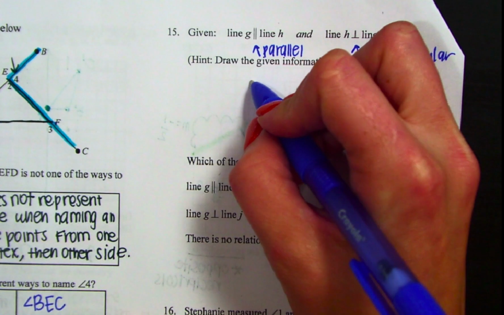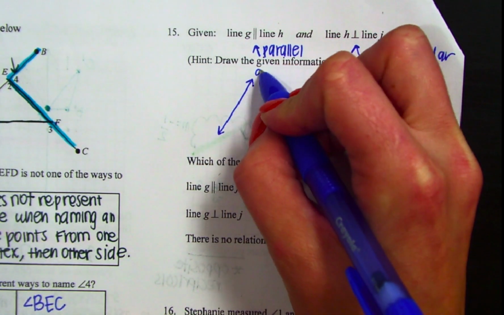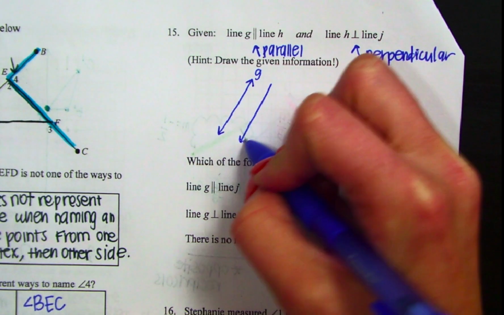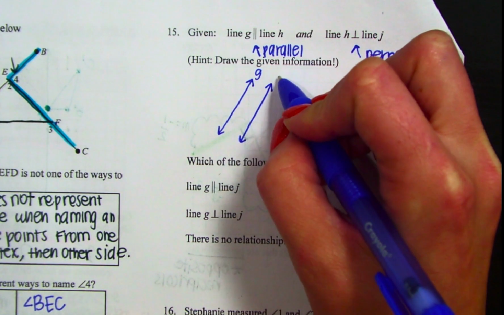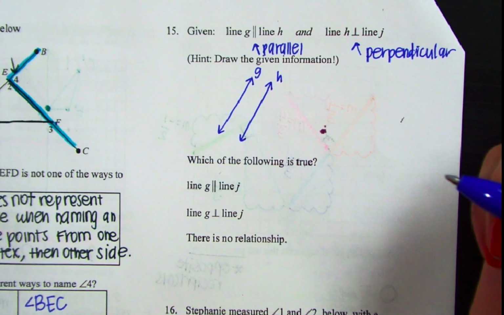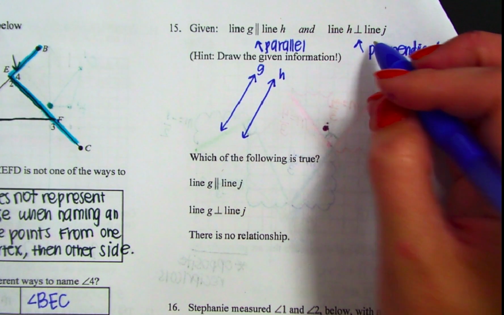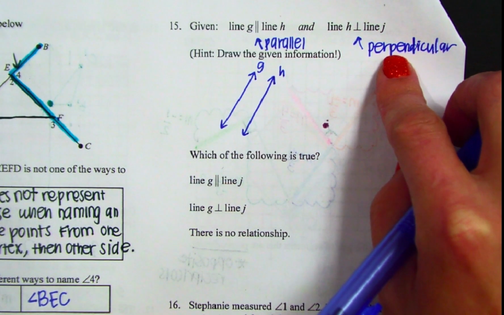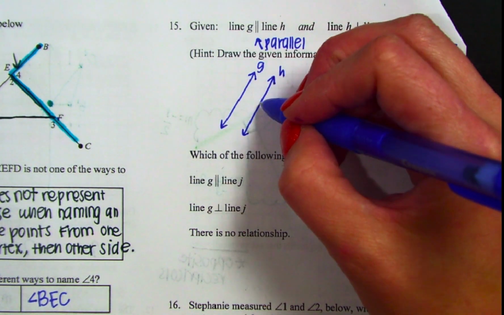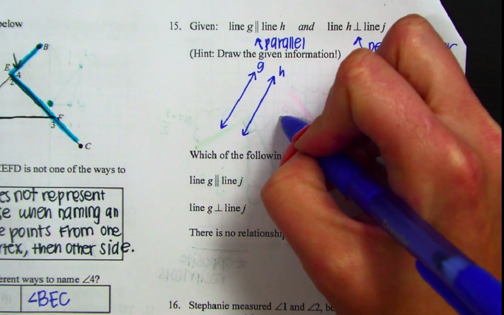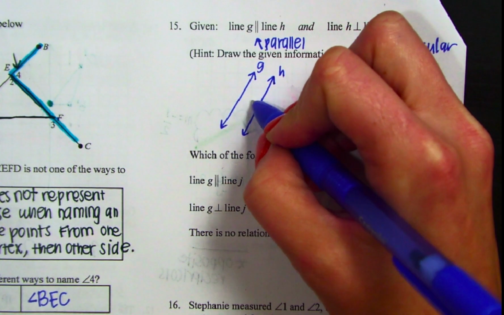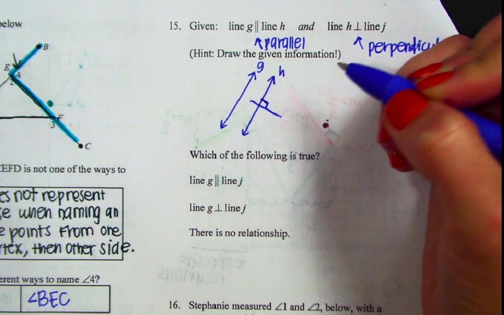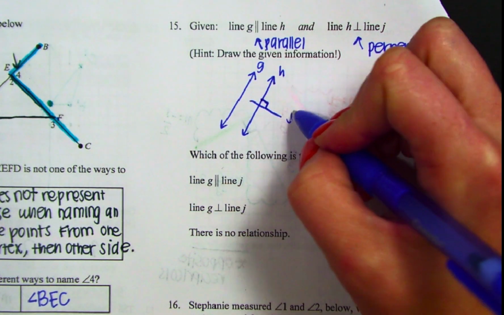So line G is parallel to line H. So I'll draw that. Then we're given that line H is perpendicular to line J. So perpendicular means these lines are going to cross at a 90-degree angle. So that means if this is line J, it's going to form a 90-degree angle with line H because those are perpendicular.